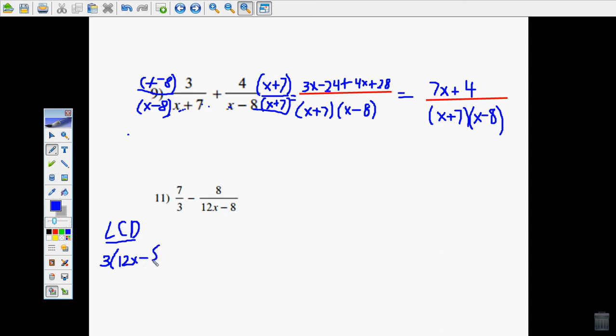Okay, we're just going to combine the two of them, which means we're going to multiply top and bottom here by 12x minus 8, and then we're going to multiply numerator and denominator here by 3. So we'll make a fraction, and common denominator in the denominator.